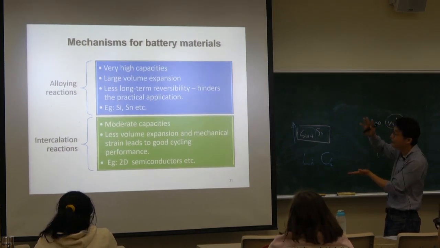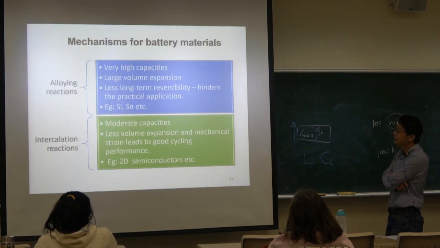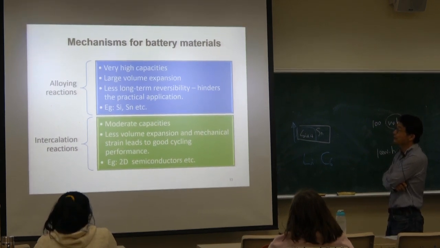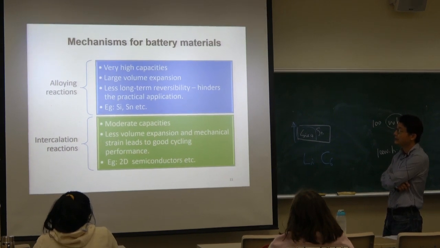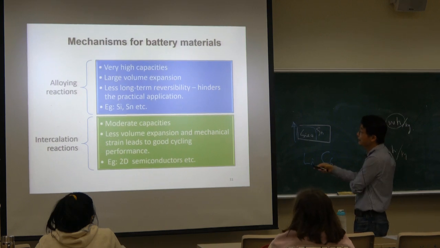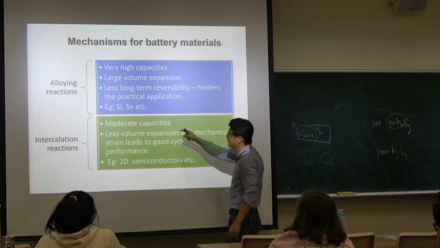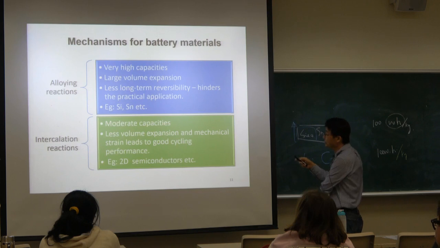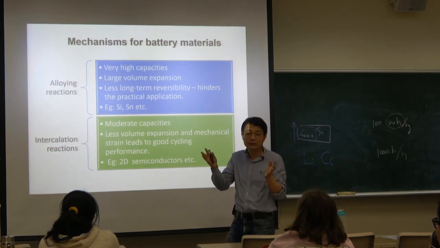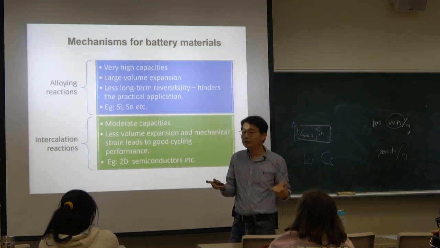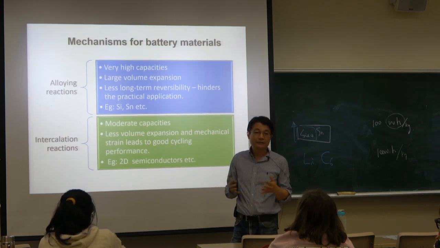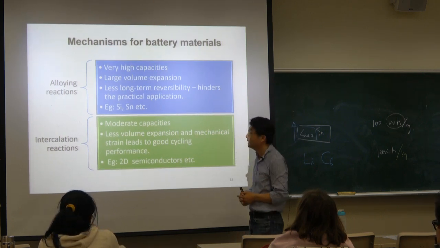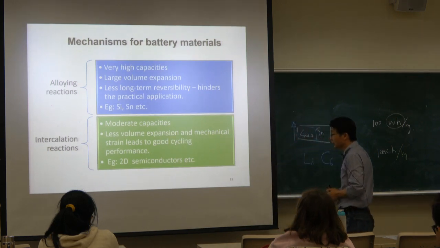So these are the different mechanisms. Usually the alloying reaction has a very high capacity and large volume expansion, like silicon and tin. But it has less long-term reversibility because of the volume expansion, which means with charge and discharge you cannot use it for a long time, so durability will be poor.